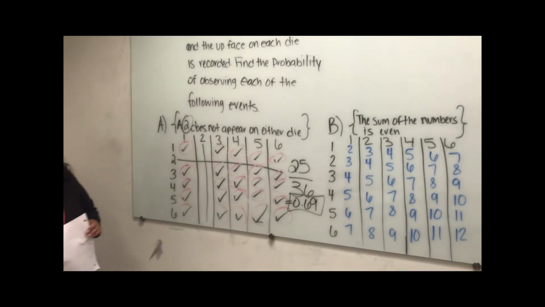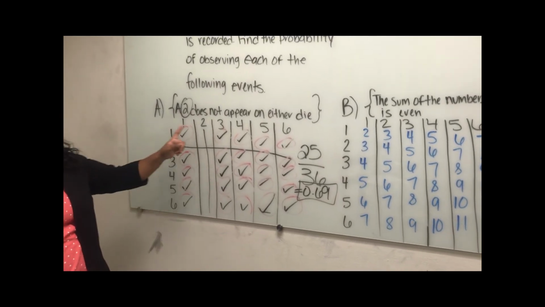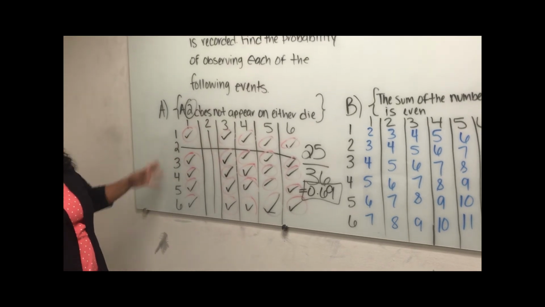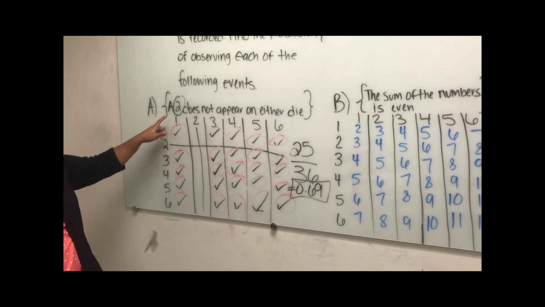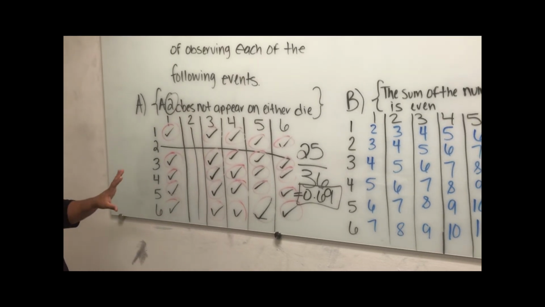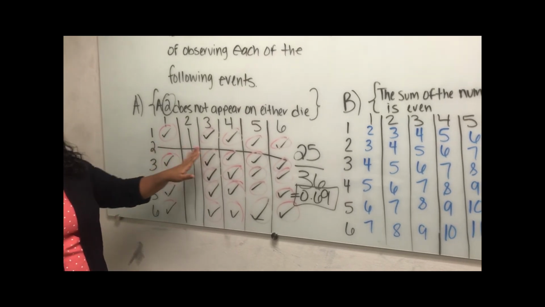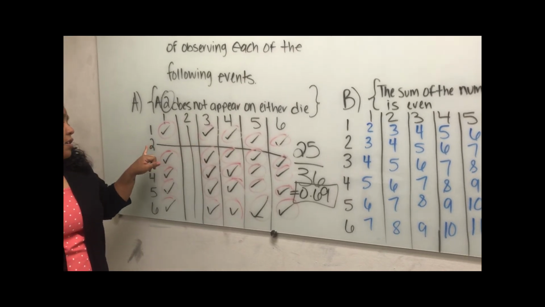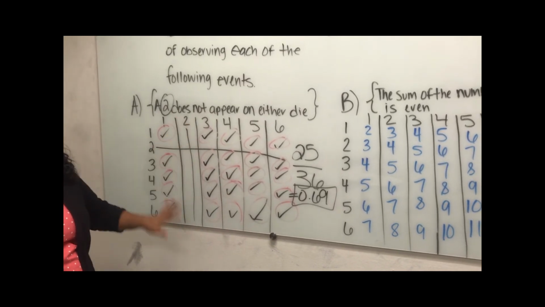So to solve these problems, we create a chart to show die number 1 and die number 2, so 1 through 6 for each side of the die. For the first part A, a 2 does not appear on either die. I had already worked it out. What I did is I completely crossed out the 2's on die number 1 and die number 2, so they're entirely out.